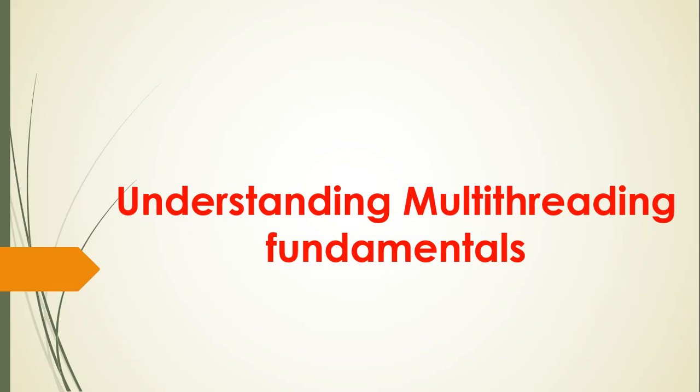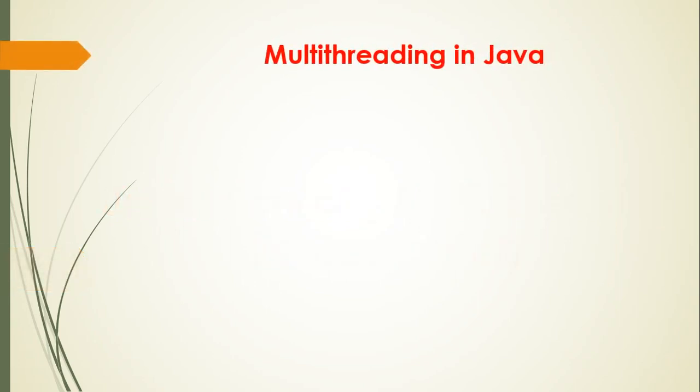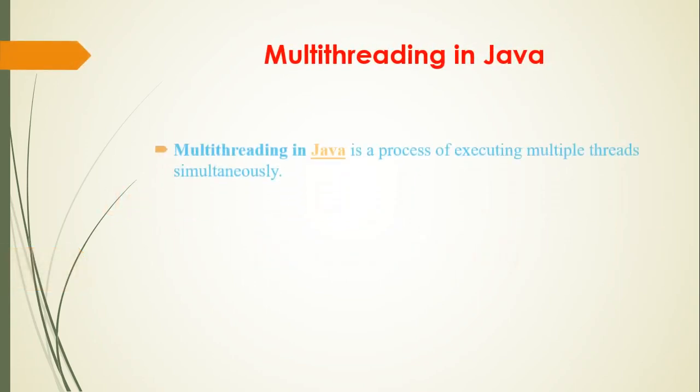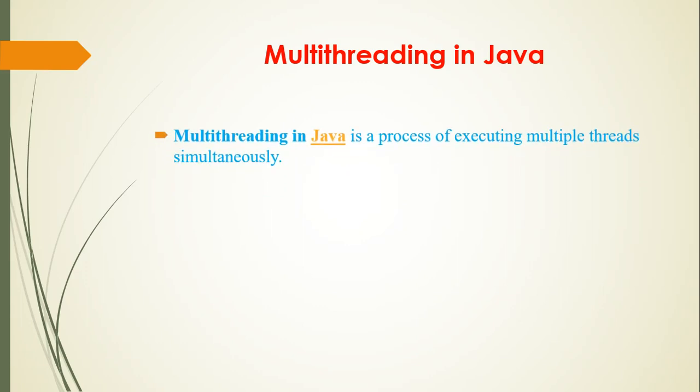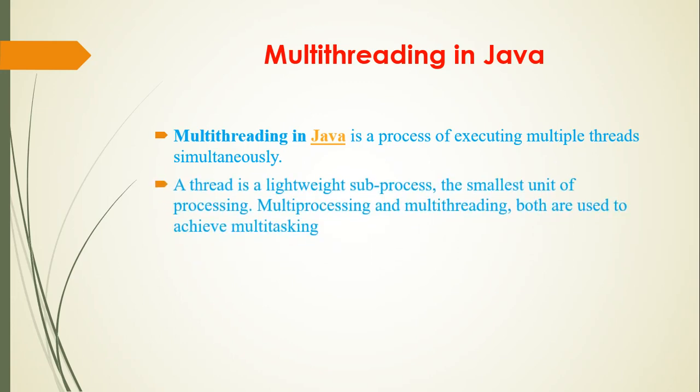About understanding multi-threading fundamentals. So what is multi-threading in Java? Multi-threading in Java is a process of executing multiple threads simultaneously. If we want to execute more than one thread at a particular time, then we use the concept of multi-threading. A thread is a lightweight sub-process or the smallest unit of processing.